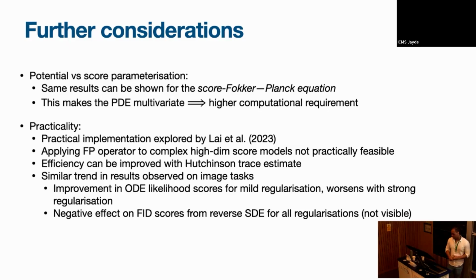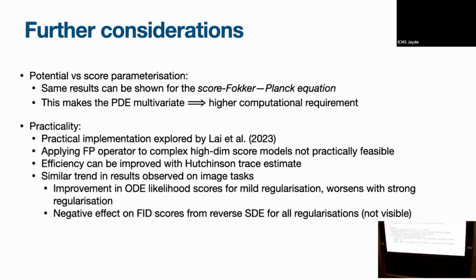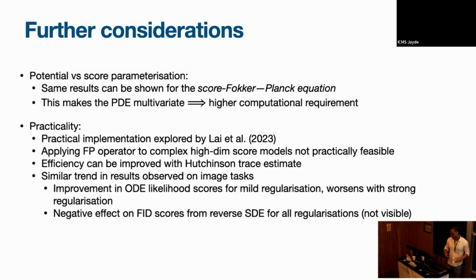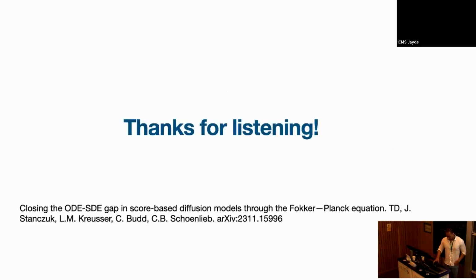So in the piece of work that did this, they applied the Hutchinson trace estimator in order to calculate the second derivatives that they need. But the results that they saw were essentially consistent with ours. They didn't measure Wasserstein distances because they couldn't, but in terms of likelihood scores, they saw slight improvements for the ODEs, followed by worsening if you regularize too strongly. And for the SDE samples, they saw a monotonic decline in quality. So essentially the same as we saw, but we saw it by measuring Wasserstein distances to the true distribution. That's it. Thanks for listening.